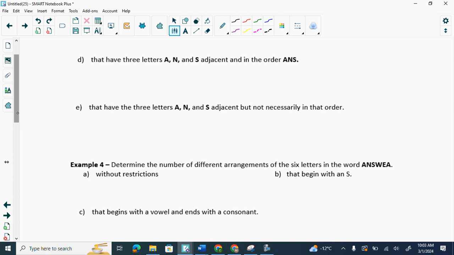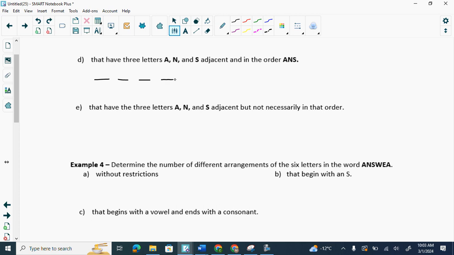Okay, we're talking about this. So adjacent means together, side by side. We did this yesterday. Remember how we hooked letters together and then we moved them? That's what we're doing. So it says that have 3 letters, A, N, S, adjacent and in that order. So that's A, then N, then S together. Okay? So let's try it out.